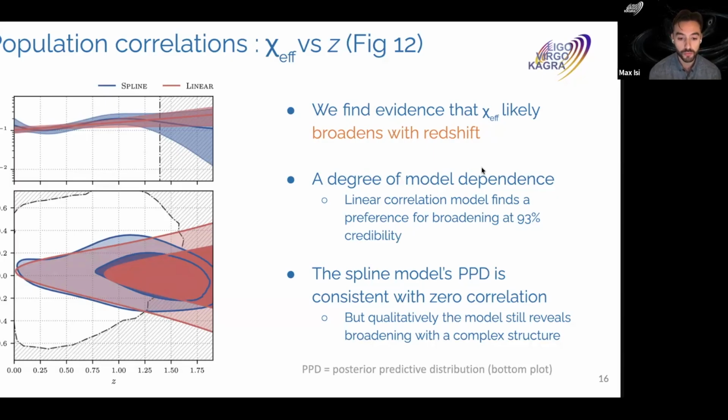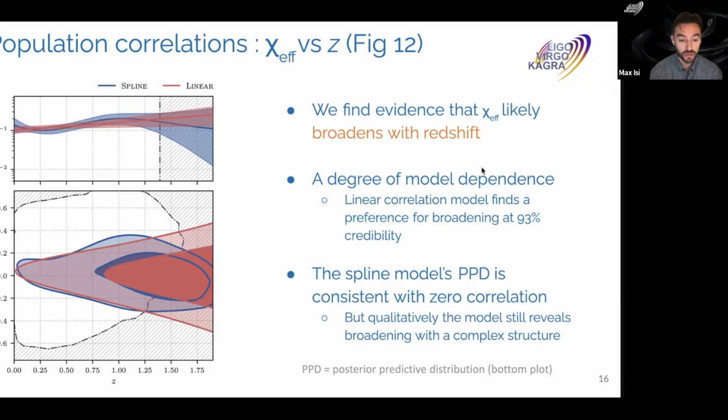So for its part, the linear correlation model finds a preference for broadening at 93% credibility, which is quite significant. And you can see that represented as well in the posterior predictive distribution on the bottom of this plot, where we reconstruct the implied distribution of chi-effective as a function of redshift. You see this red distribution broadening as you move from left to right.